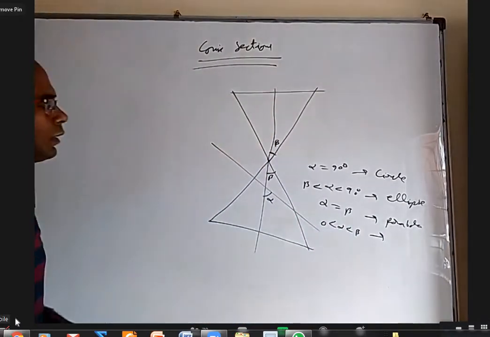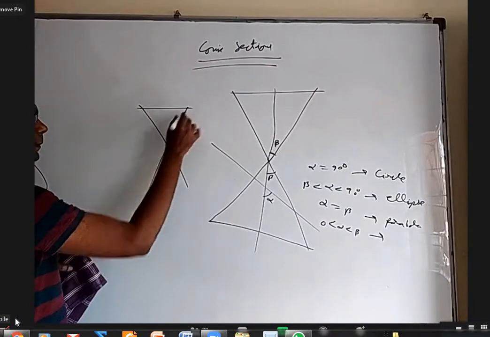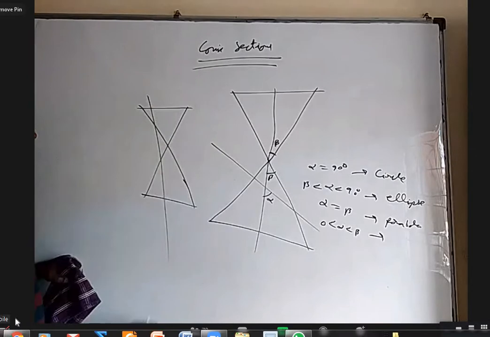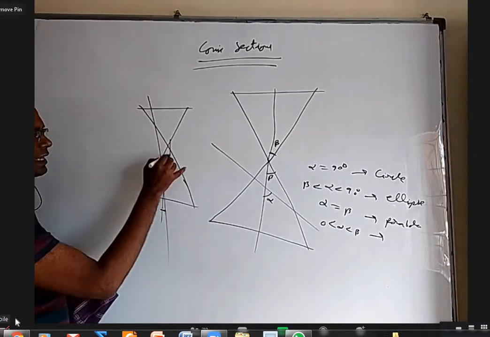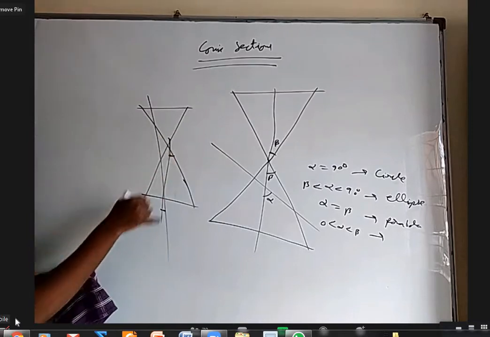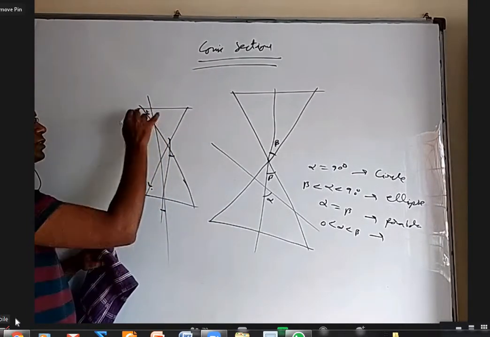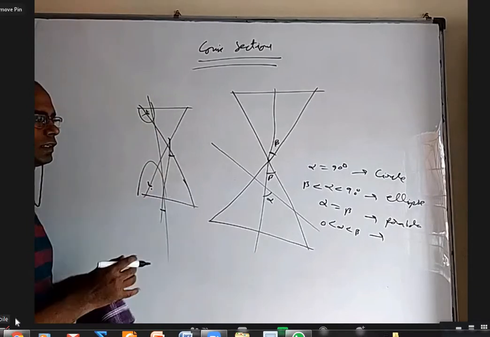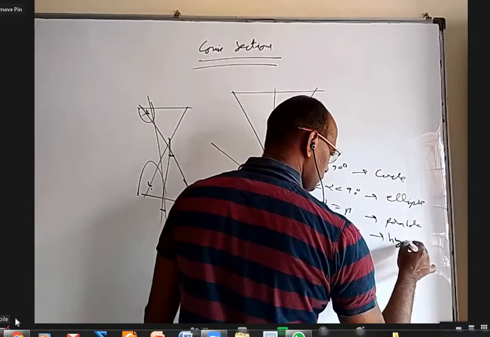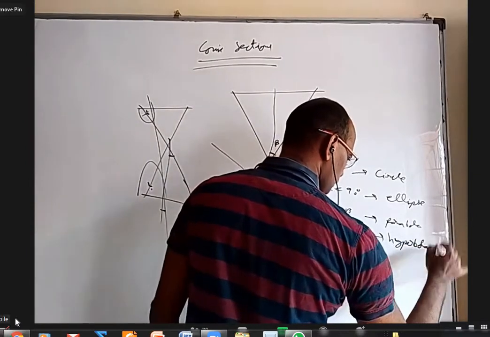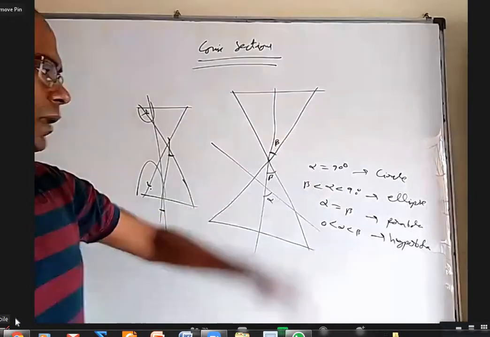Okay. Then let us take the two cones like this. You're cutting like this, where with the vertical line, it is making a lesser angle than the semi-vertical angle. You will get one piece here, one piece here. Remove this, remove this. You will get some curve here, some curve here. That is a hyperbola. So circle, ellipse, parabola, hyperbola.